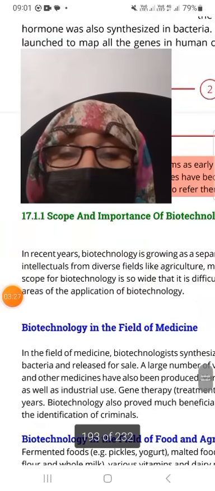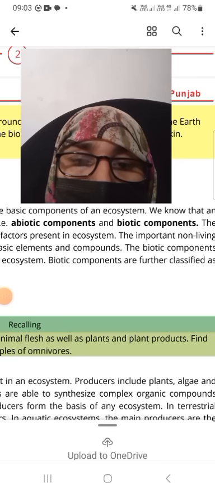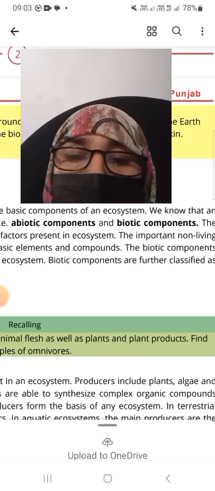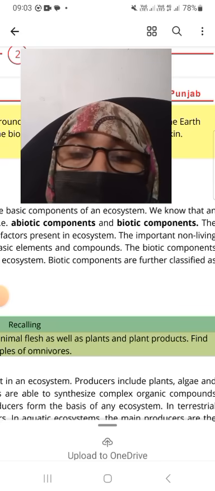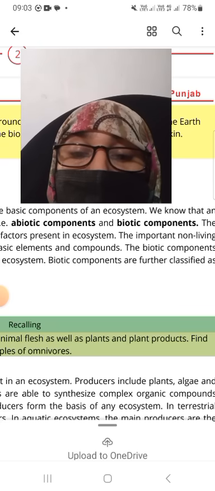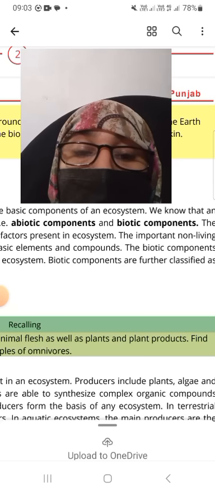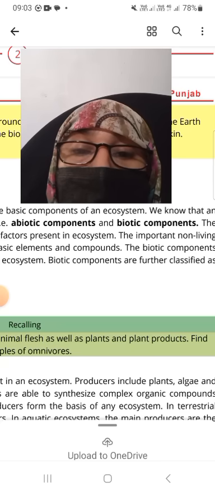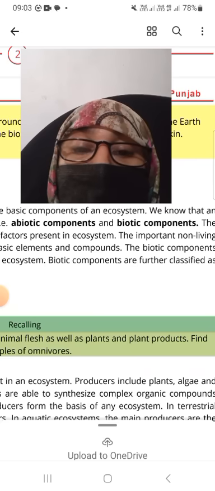Classes all about that one. The most important components of an ecosystem are the abiotic components and biotic components. The abiotic factors present in an ecosystem are the important non-living factors: elements and compounds. The biotic components of the ecosystem are further classified, and the biotic component is the most important factor.